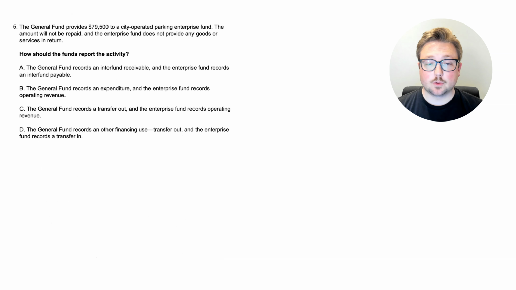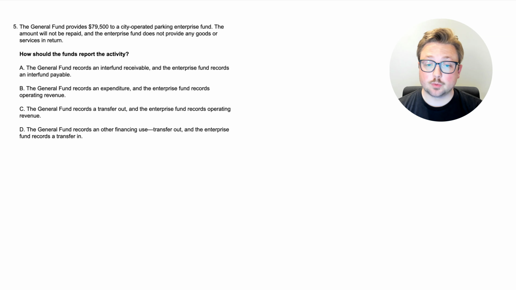Okay, here we are at question 5. How should the funds report the activity? Let's go up to the top. The general fund provides $79,500 to a city-operated parking enterprise fund. The amount will not be repaid, and the enterprise fund does not provide any goods or services in return. So how should the funds report the activity? Now, based on what we've learned so far, you might be able to reason your way through this, but let's go through the options.